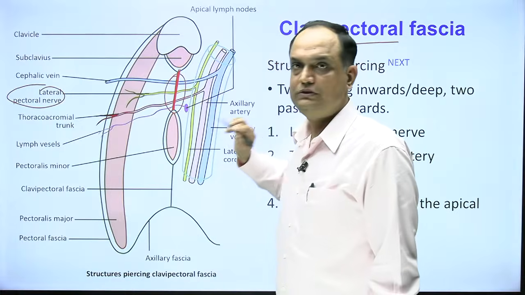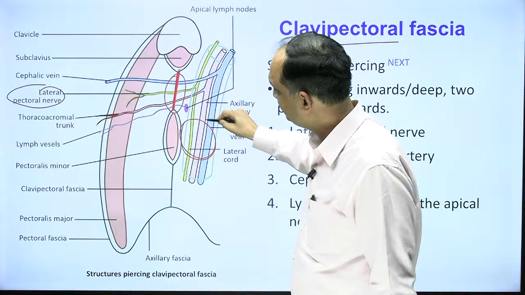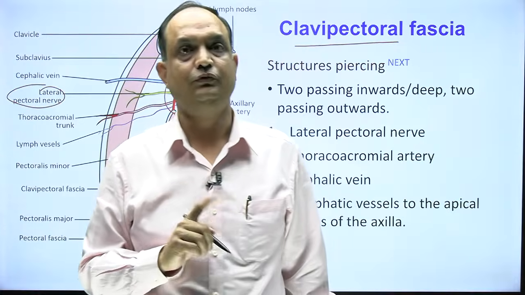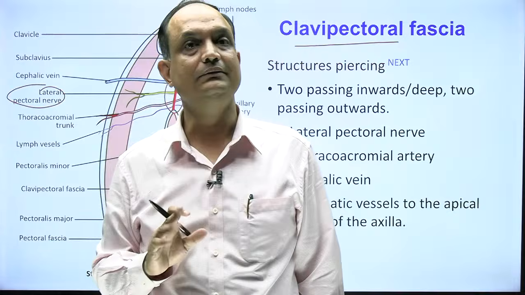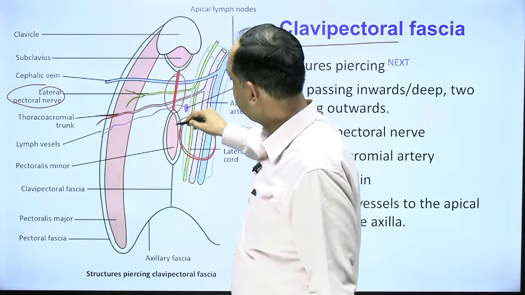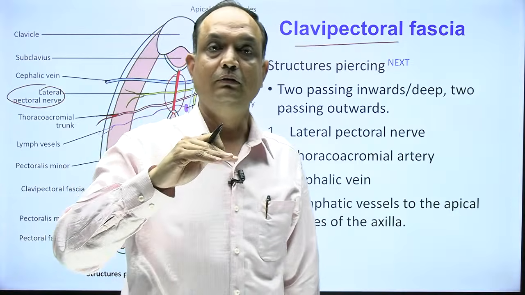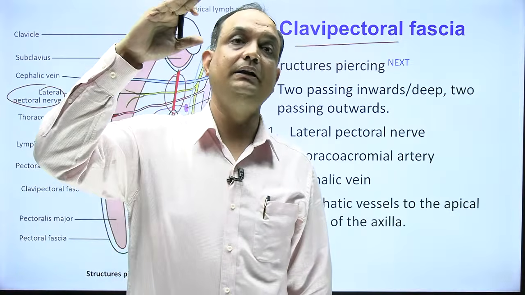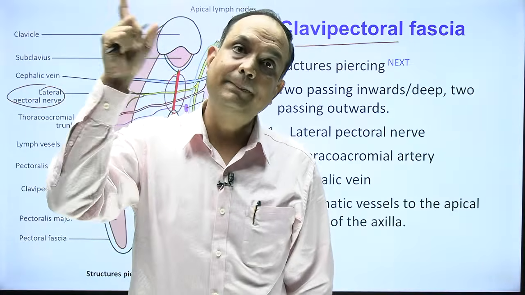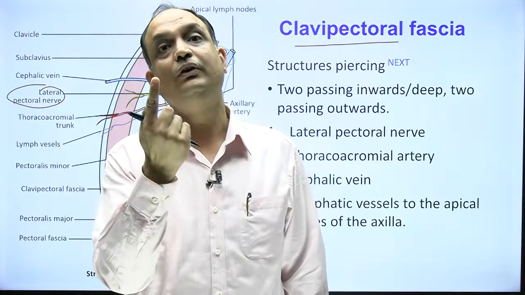Now, suppose this is pectoralis minor, so which part of the artery comes here? Behind the pectoralis minor, which part will come? First part, second part, or third part? Answer is second part. Now, here the clavipectoral fascia is above the pectoralis minor. Clavipectoral fascia is above the pectoralis minor till the clavicle. Clear? So that part is above the pectoralis minor. So above the pectoralis minor is which part? First part.